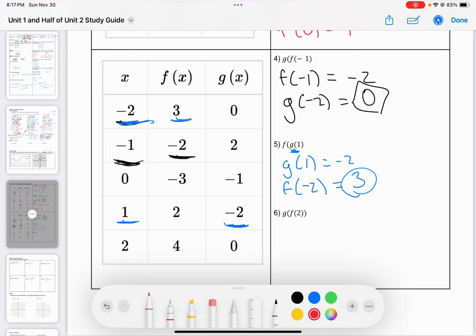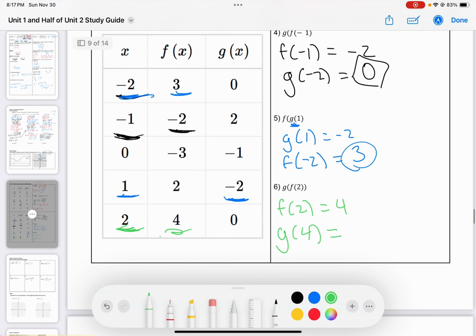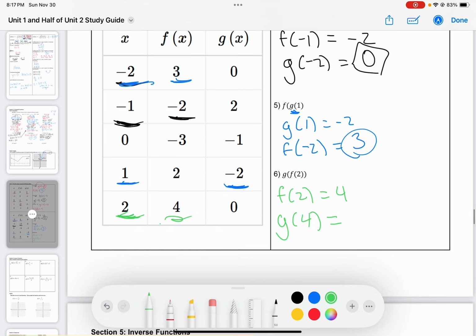Last one, I'll use green, the f of 2. So let's go to 2, it is 4. So the f of 2 equals 4. And the g of 4 equals, oh look, we do not have enough information. There's no g of 4 on this table. So not enough info.